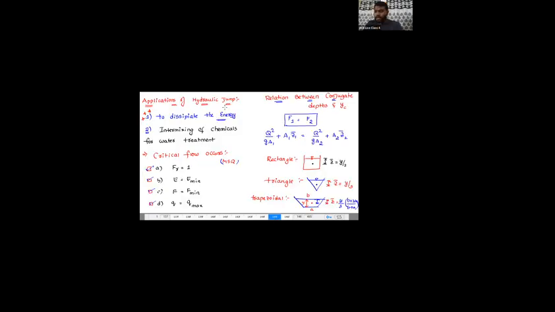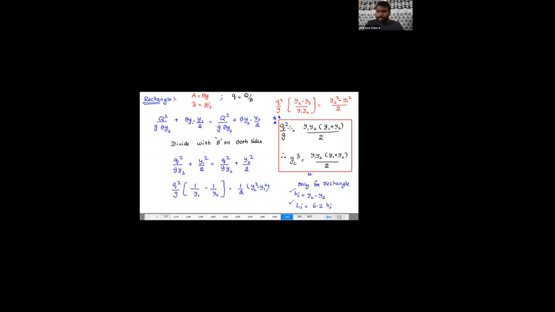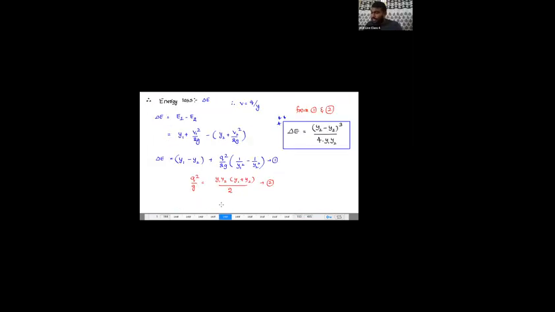And what are the applications of the hydraulic jump and the relation between the conjugate depths? We needed to find that relation: if you know y1, how to find y2 for a rectangle, and then we got the relation between the Froude numbers and finally the head loss also.